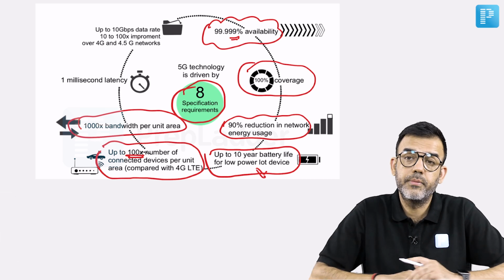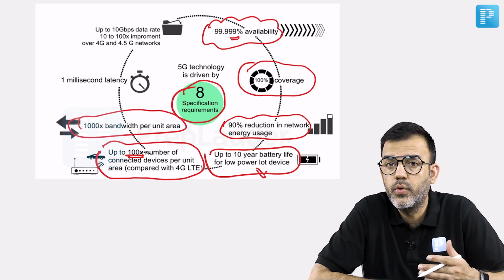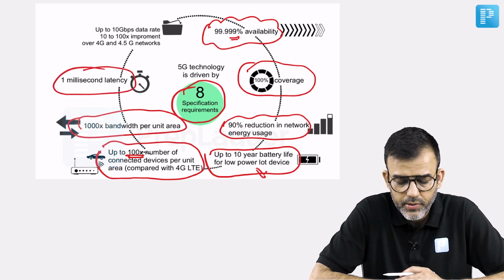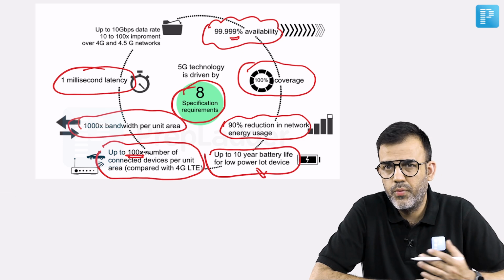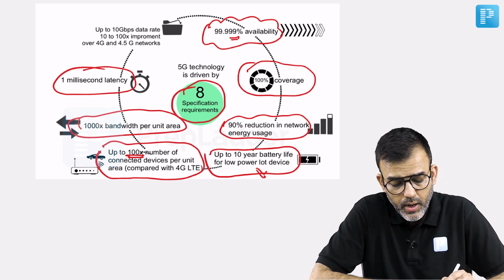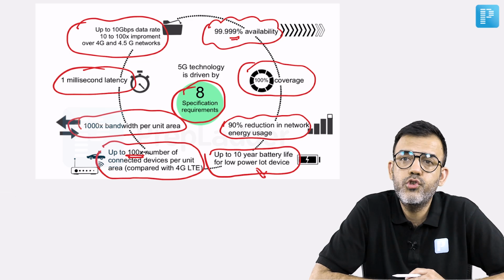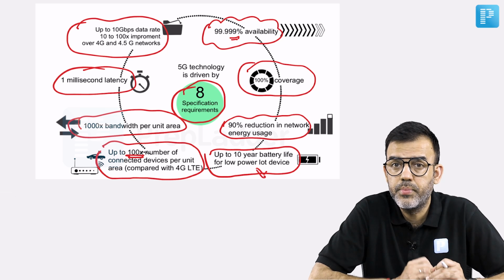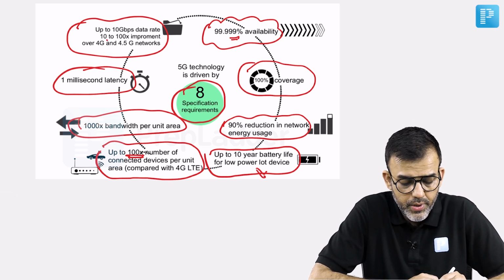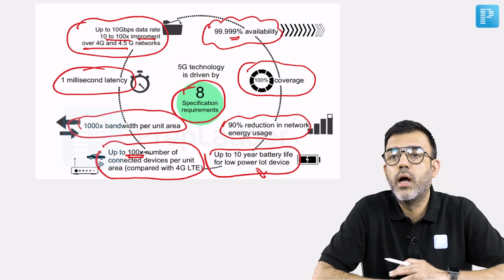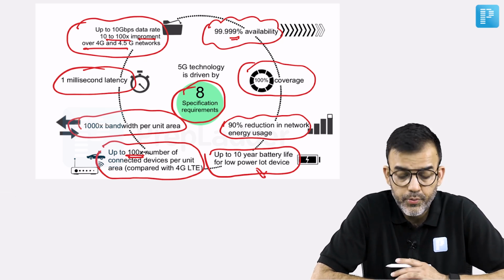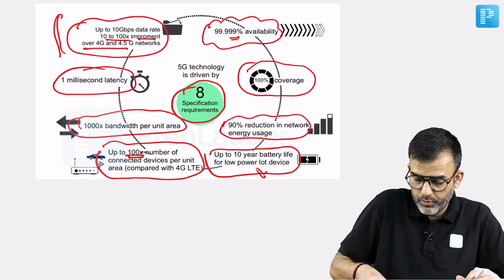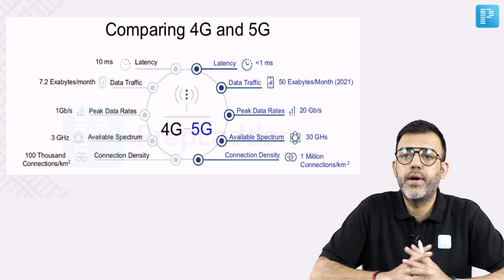1000 times bandwidth per unit area. So bandwidth will increase enormously. Latency we have just discussed, 1 millisecond latency, which is negligible, and up to 10 Gbps data rate, 10 gigabits per second, 10 to 100 times improvement over 4G and 4.5G networks. So speed will increase from 10 to 100 times. So that's what will define 5G.